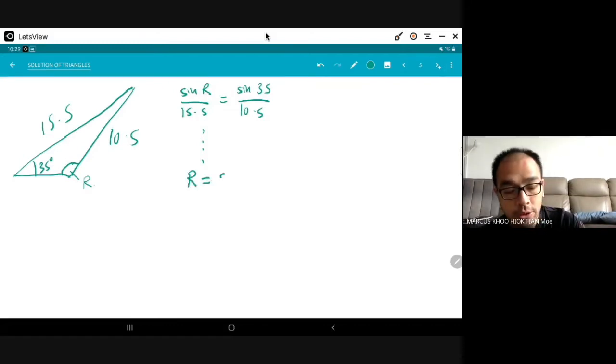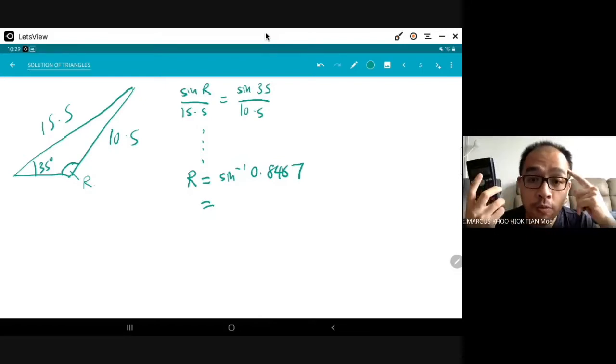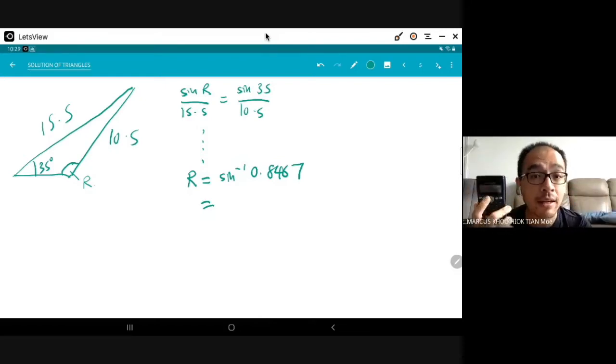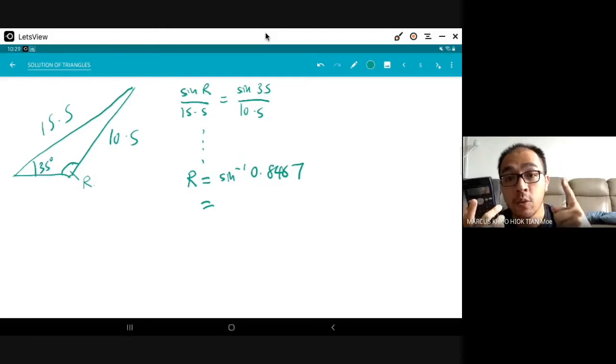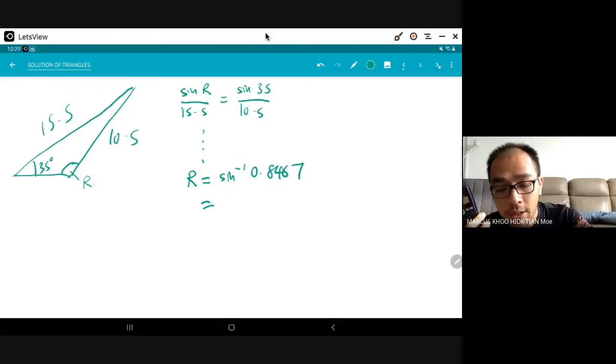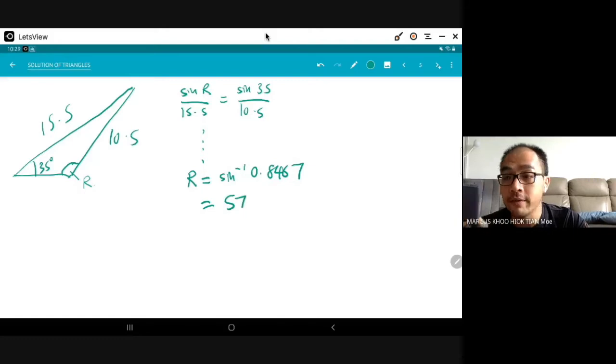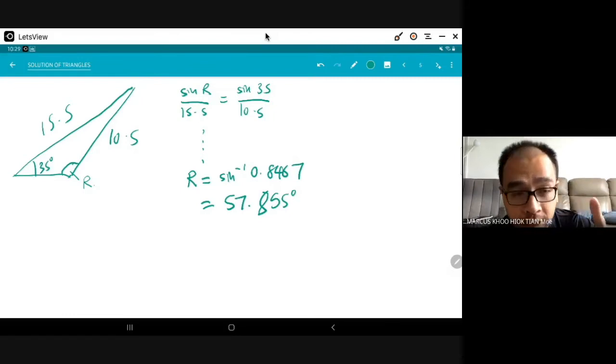R equals shift sine 0.8467. Then calculator, no choice. As I said, human is always smarter than calculator. Calculator can only show you one angle, which is the acute angle. It is programmed that way. So the calculator will tell you the answer 57.855 degrees. Now this is the extra calculation.